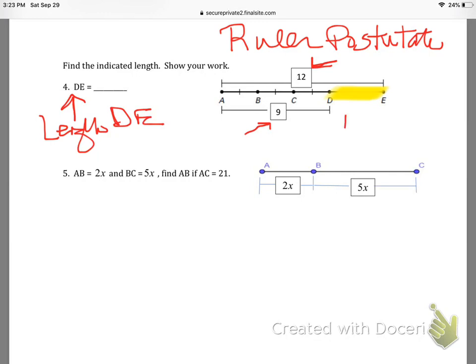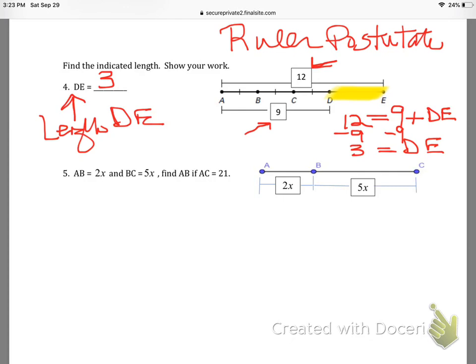I can say that 12, which is the entire length from A to E, equals AD plus the length of DE. So how do I get length DE? Subtract 9 from both sides, so minus 9, and I get 3 equals DE using the ruler postulate. So this length is 3, and that's the work that you should show.